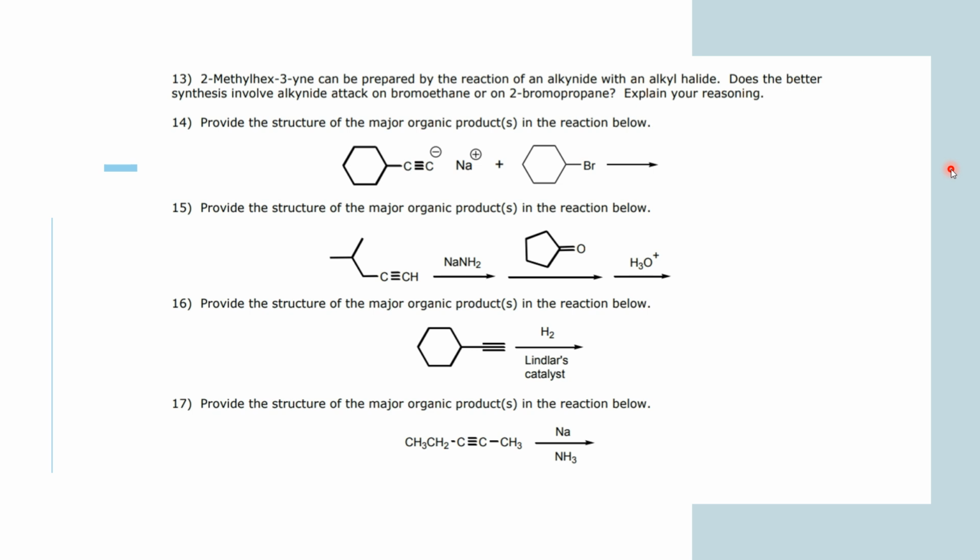Next, we are moving on. 2-methylhex-3-yne can be prepared by the reaction of an alkynide with an alkyl halide. Does the better synthesis involve alkynide attack on bromoethane or on 2-bromopropane? Explain with reasoning. You are synthesizing 2-methylhex-3-yne.